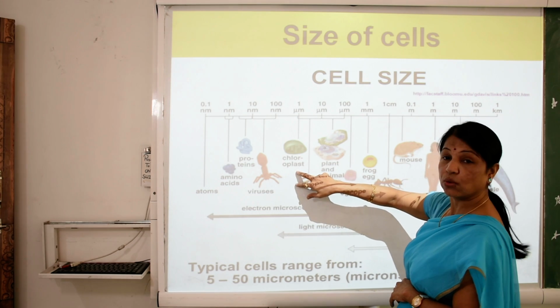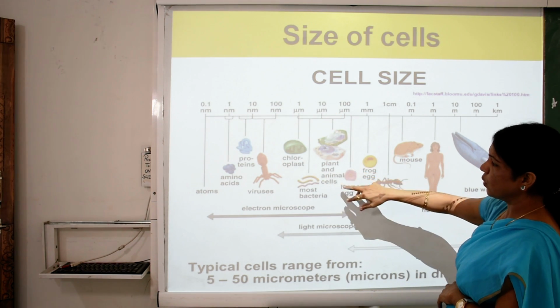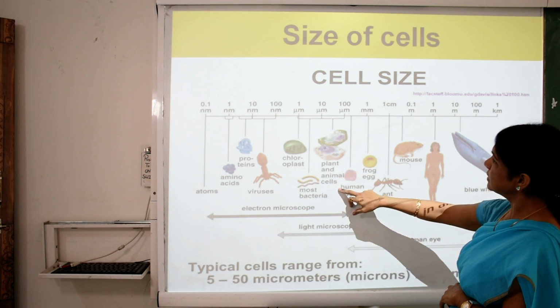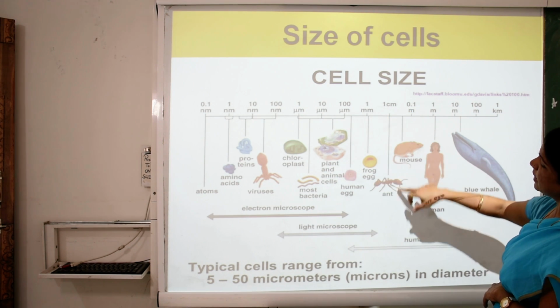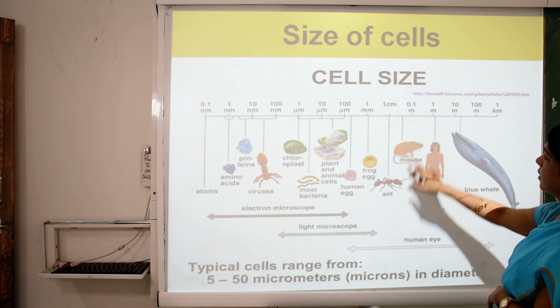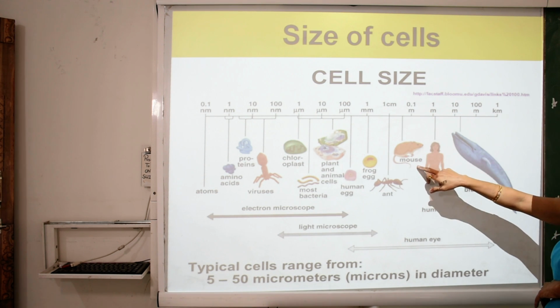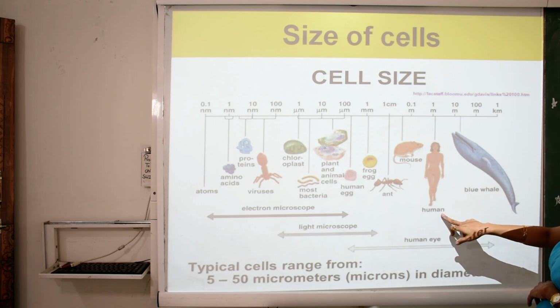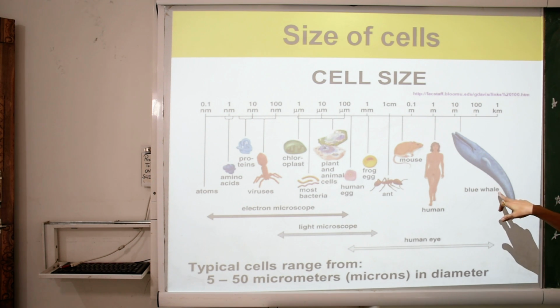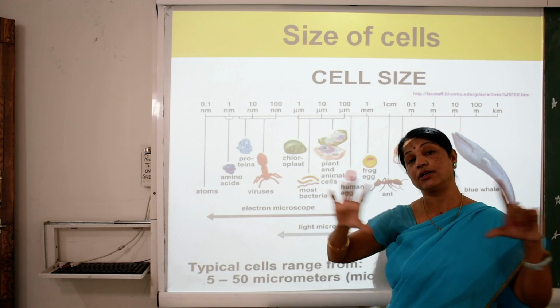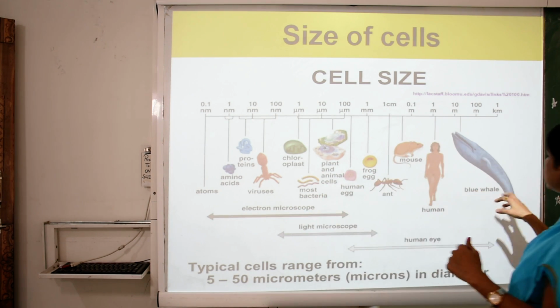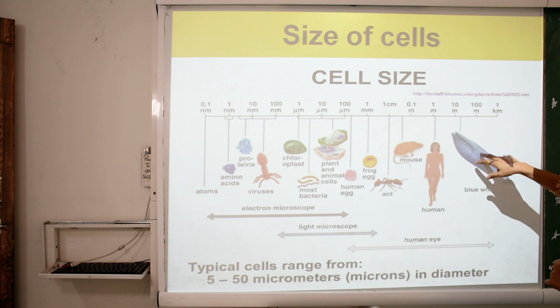Here we see the chloroplast. 10 for plant and animal cell. 1 for frog egg. 1 centimeter, ant. 0.1 meter, mouse. 1 meter, human beings. 10 meters is the blue whale. It is the largest. Do you know now the blue whales? It is the largest, big, huge animal, and 100 mm and 1 km also.